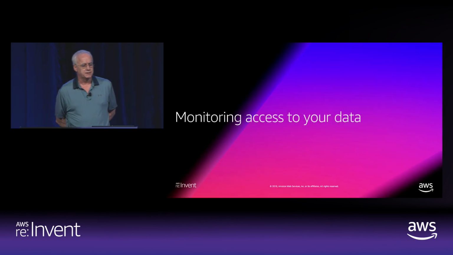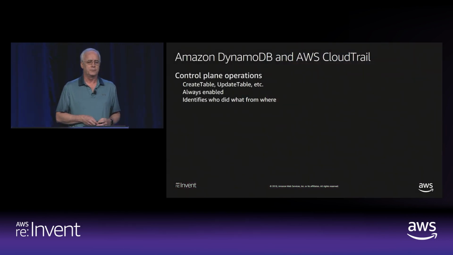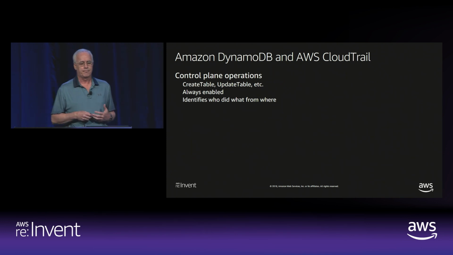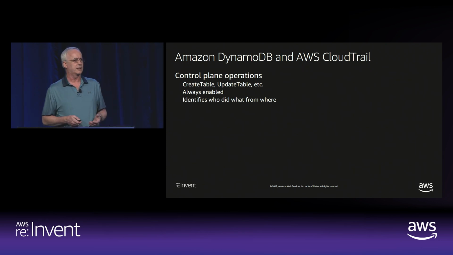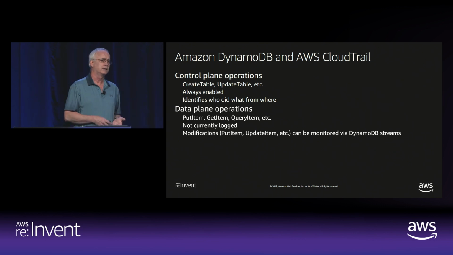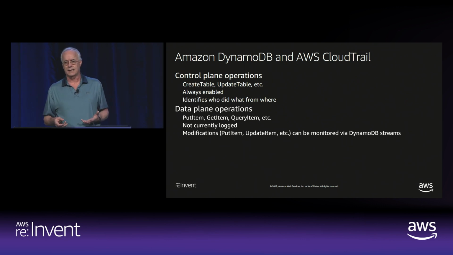So, monitoring access to your data. We currently support CloudTrail with DynamoDB on control plane operations. So when you create a table or you modify a table, like updating the table, those are all logged in CloudTrail. It's always enabled. It always shows up in your primary CloudTrail that's available. You can go look at it in the CloudTrail console and see who created a table and when they created the table and all that fun stuff. We don't currently support CloudTrail logging in the data plane. So when someone does a get item or a query, that's not logged in CloudTrail.